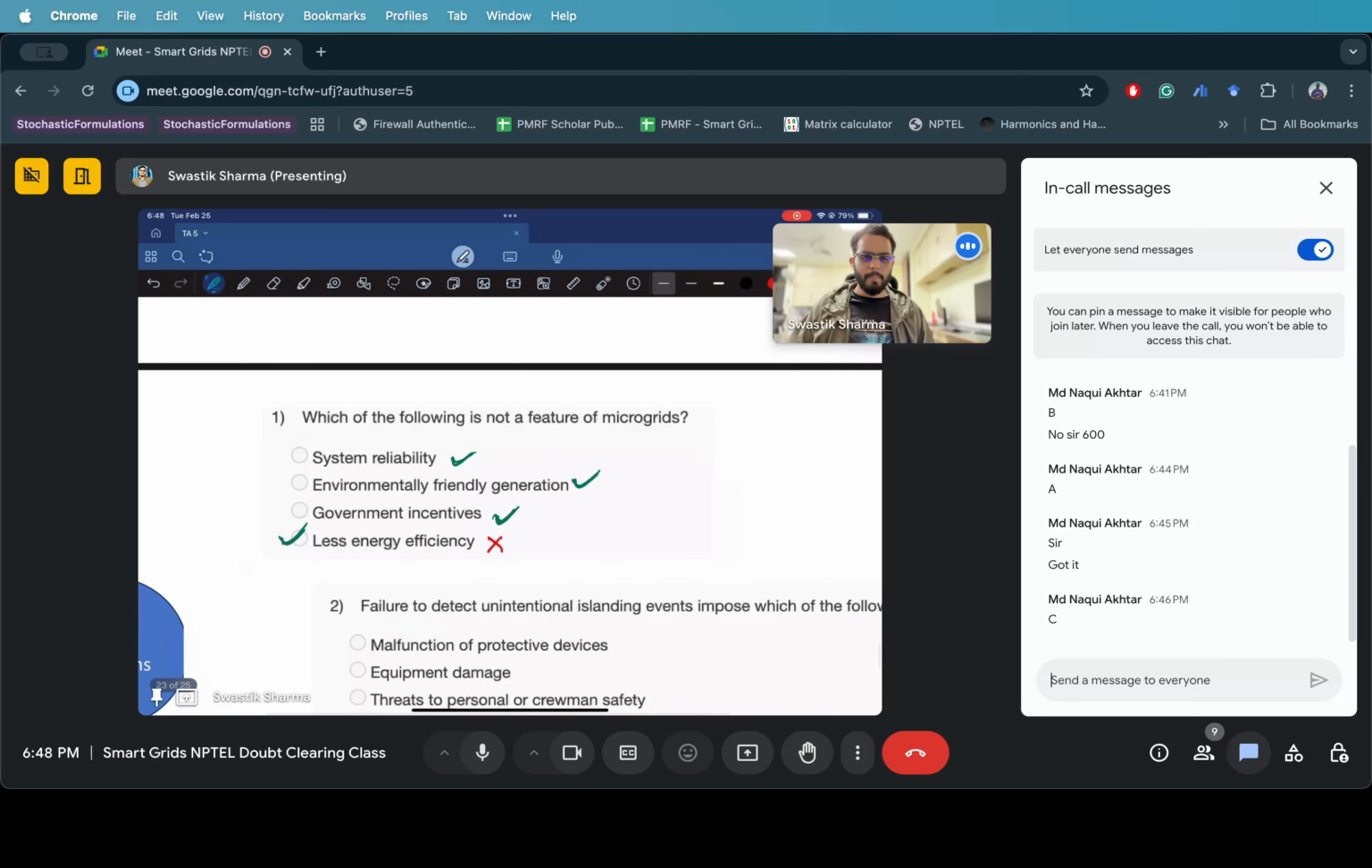I think government incentives, we all know, right? The government wants to increase the penetration of renewable energy, and it is therefore providing incentives for you to install it in your households, and also in the form of standalone solar PVs and stuff like that. So government is providing incentives.